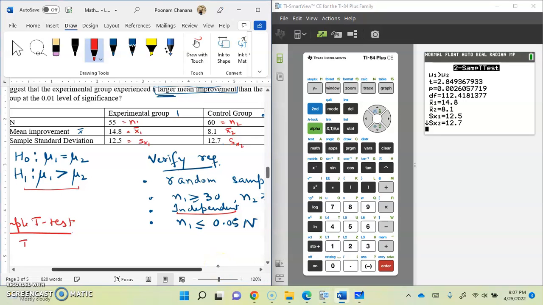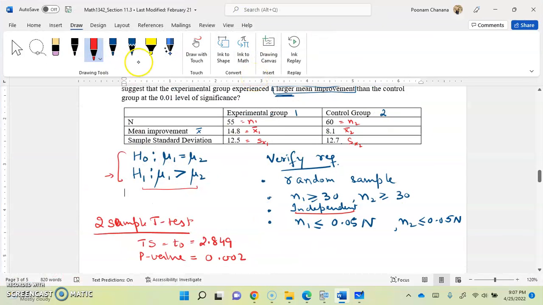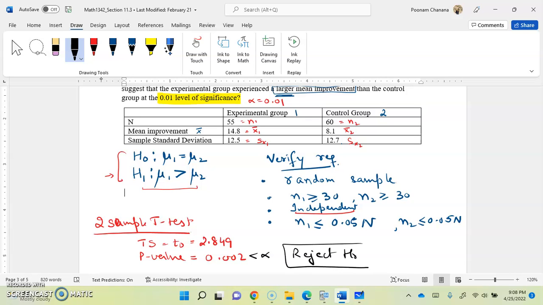We notice the t statistic, that means t naught, is 2.849 and the p value is equal to 0.002. Go back to our question. Do we have a level of significance, that is alpha? Alpha is equal to 0.01. If we compare, the p-value is clearly less than alpha. So according to the p-value approach, we are going to reject H naught, right?